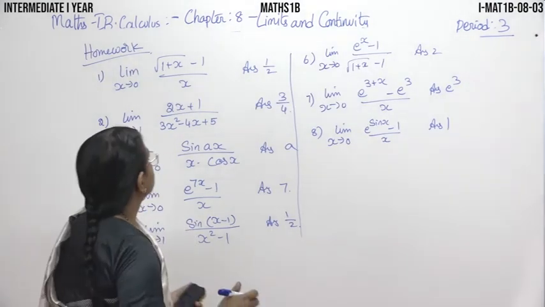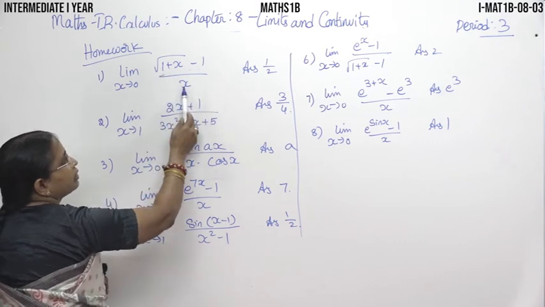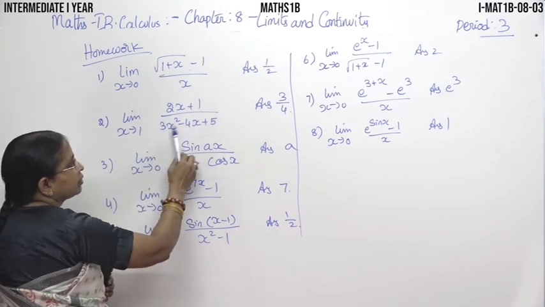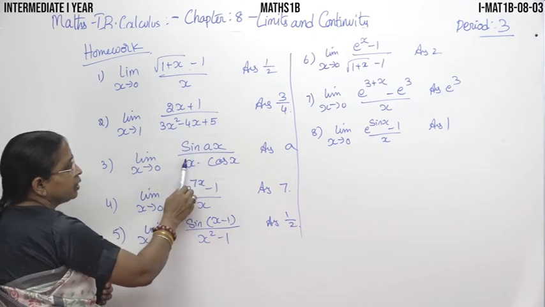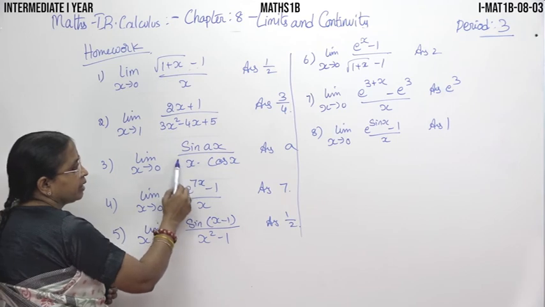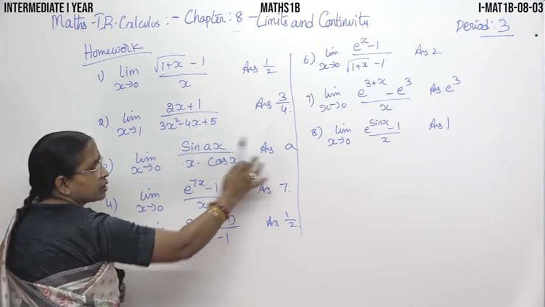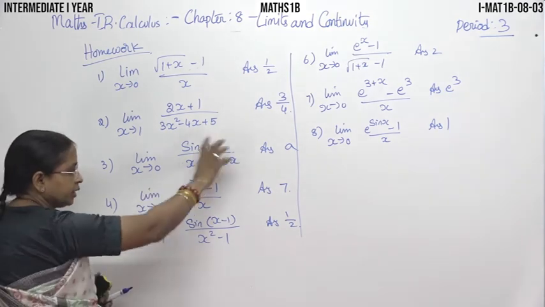Now take down this homework. See here you have root 1 plus x minus 1. So you will rationalize. Here you can also find factors and do. Here sin ax by ax, so multiply and divide by a. Sin ax by ax is one limit, 1 by cos x is another limit. Like that you split and write.